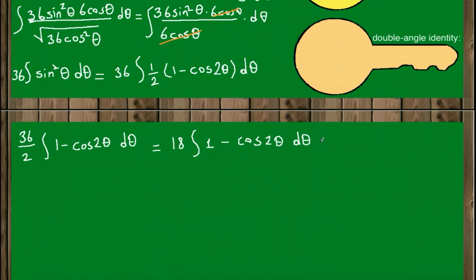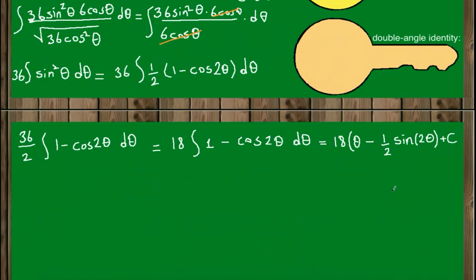So the antiderivative of 1 with respect to theta is theta, so 18 times theta, minus the antiderivative of cosine, which is sine. And we have 2 theta here, which is the chain rule, and our correction factor is 1/2. So 1/2 sine of 2 theta plus c.